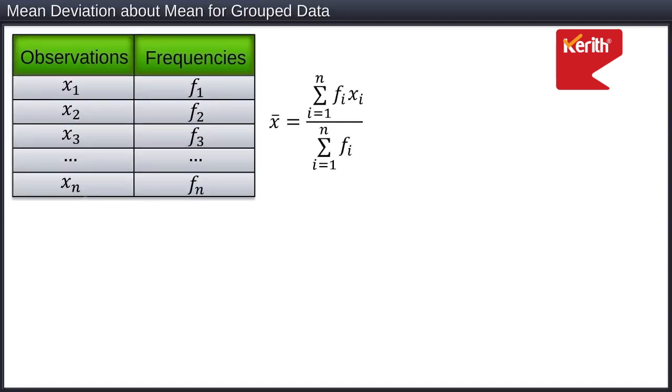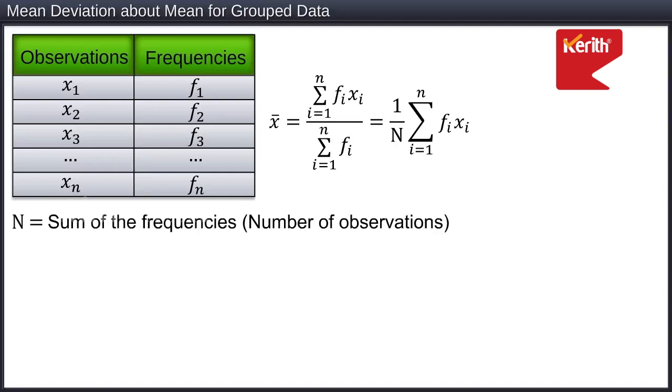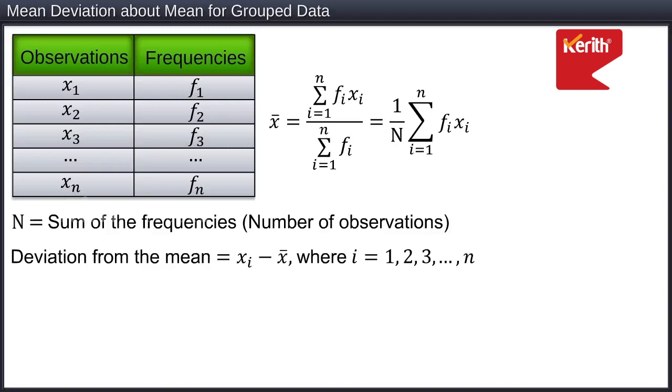The mean x bar of the data is equal to the sum of the products of the observations and the respective frequencies, whole divided by the sum of the frequencies. Here n is the sum of the frequencies. Now, the deviations of the observations xi from the mean x bar is xi minus x bar, where i is equal to 1, 2, 3, and so on up to n.